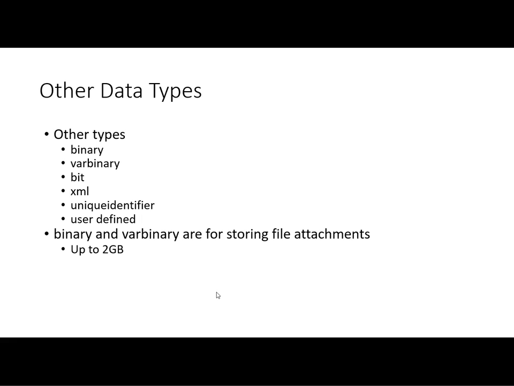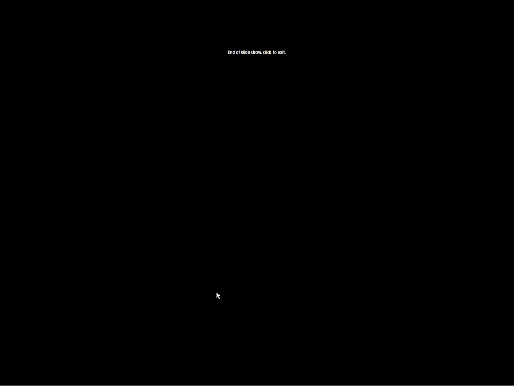So here's some of the other data types. We do have binary, varbinary, bit, which is basically a 0 or a 1. We can have XML, we have unique identifiers, and SQL Server allows you to actually define your own data types based on other data types that are already built in. The binary and varbinary are for storing file attachments if that is something you like to do, and that instead of storing the file on disk, store it directly in the database. And it allows you to have file types up to 2 gigabytes.